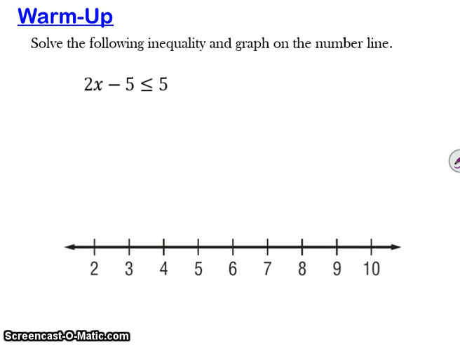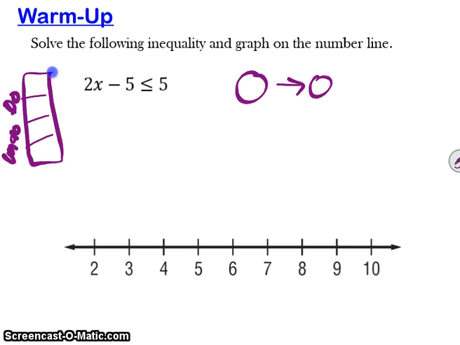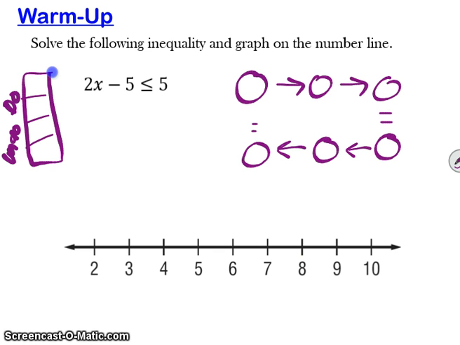This is your warm-up. It says solve the following inequality and graph that on the number line. So this is a two-step inequality, and there's a couple of ways that I can do that. I can use those do and undo boxes if you're more familiar with that and feel more comfortable. Or I could do those circles. Or I could just solve it without using either one of those. So go ahead and do that, and then don't forget to put it on your number line as well. You may have to refer back to your notes from last week.